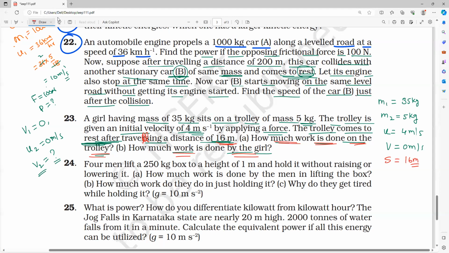So let us see how to find it. If you want to find the work done, you need to know the formula. Work done is equal to force into displacement. Now, if you want to find the force, we all know that force is equal to mass into acceleration.